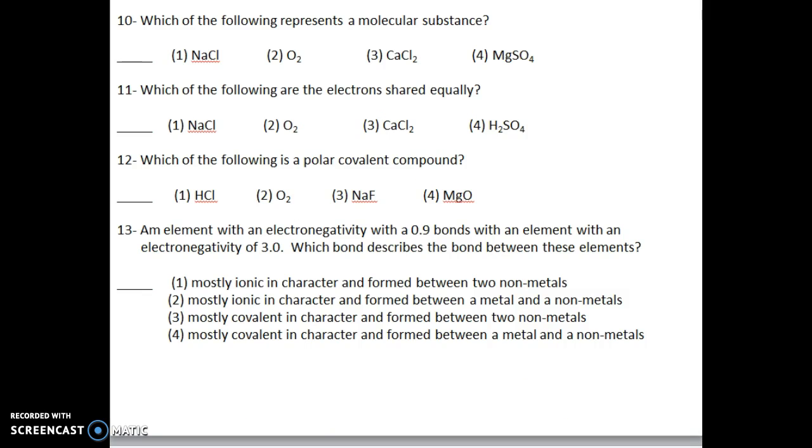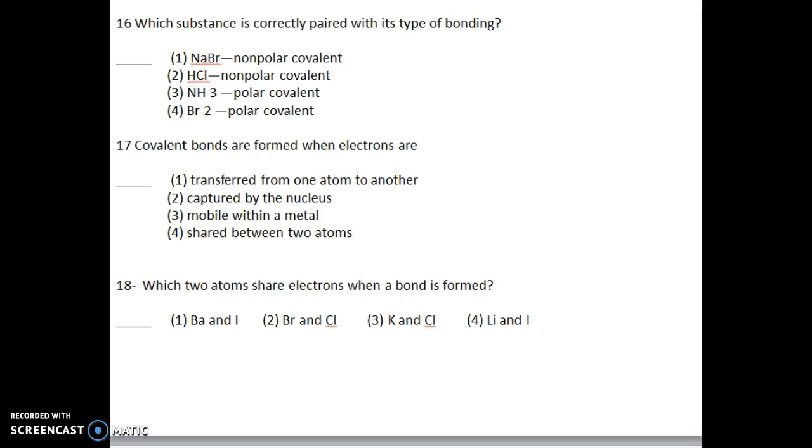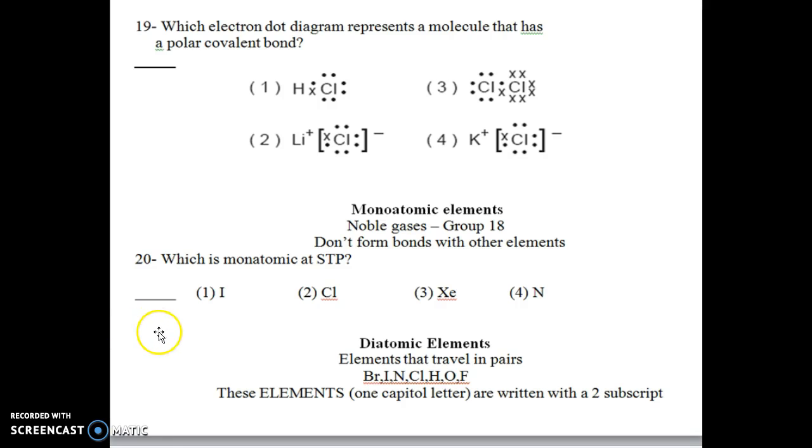Now, you have a bunch of questions that I'd like you to do: 10 to 13, 14, 15, 16, 17, and 18, and of course, 19 and 20. And then I'm going to talk about monoatomic elements. Monoatomic elements are elements that don't bond with anybody. We know that to be the noble gases.